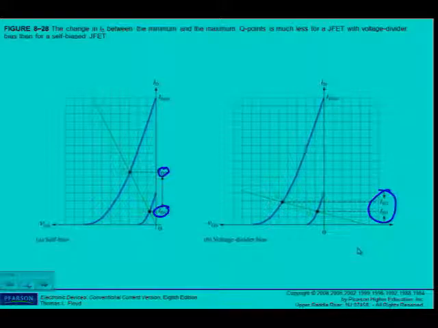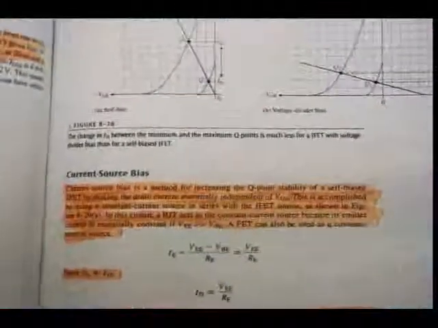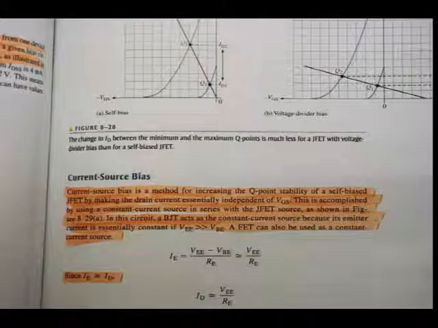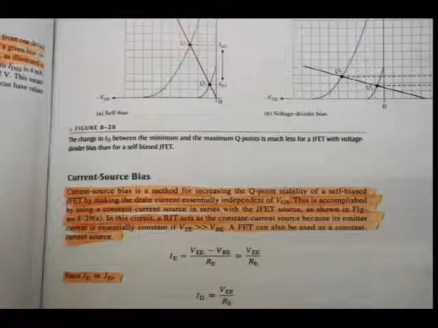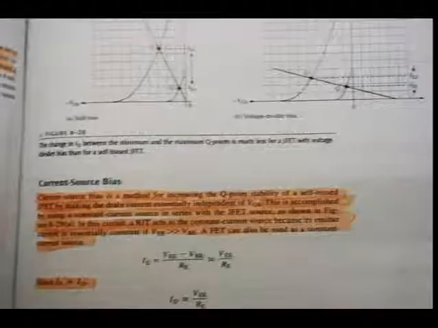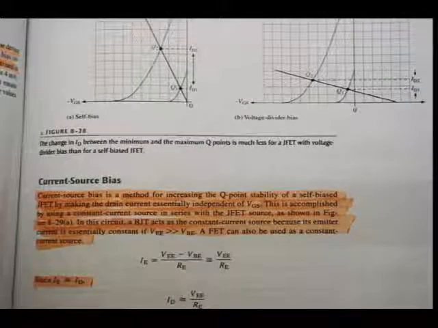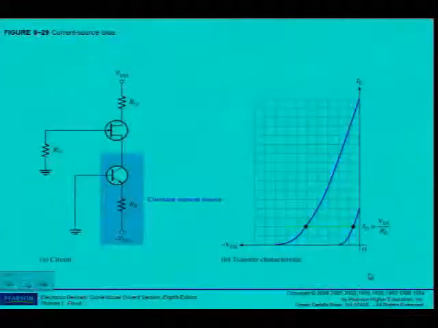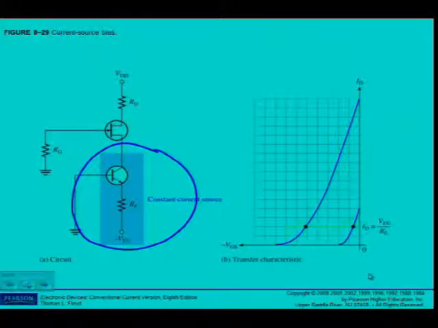Alright, the last one that I want to discuss with you is the current source bias on page 391. The current source bias is a method for increasing the Q point stability of a self-biased JFET by making the drain current essentially independent of VGS. This is accomplished by using a constant current source in series with a JFET source as shown in figure 8.29A. In 8.29A, we can see there's my constant current source. In this case, it has been done with a BJT.